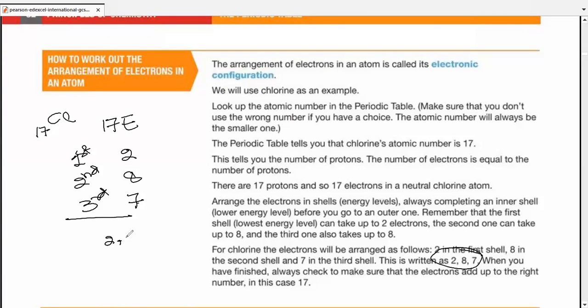Electronic configuration is written with numbers and commas. The first number represents the number of electrons in the first shell, comma. The second number represents the number of electrons in the second shell, comma. The third one represents the third shell, and so on and so forth. So 2 electrons in the first shell, 8 electrons in the second shell, 7 electrons in the third shell, and that's about it. That's the electronic configuration of chlorine. Clear?